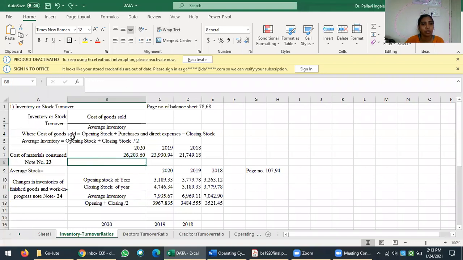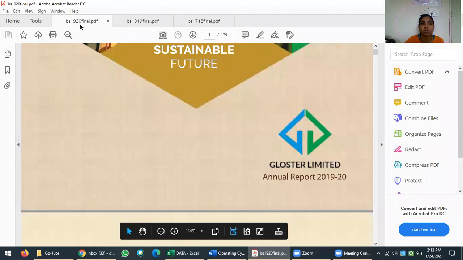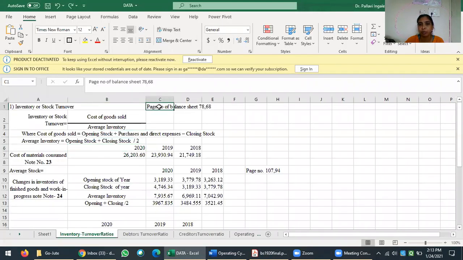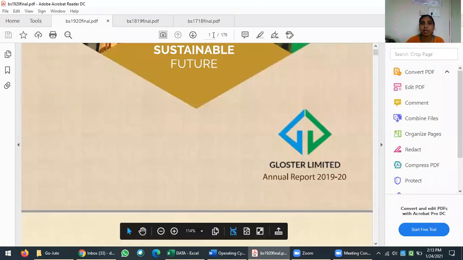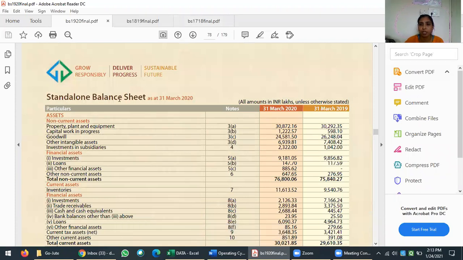Now the question is what to consider as cost of goods sold, and how to find it in our balance sheet. I will show you one by one. We'll see the 2019-20 balance sheet first. I have already found the page number of my balance sheet: page 78. Remember, you have to take the standalone balance sheet. So this is the balance sheet in front of you.